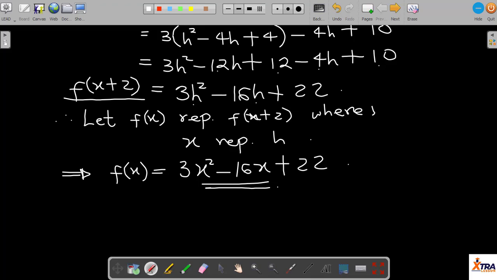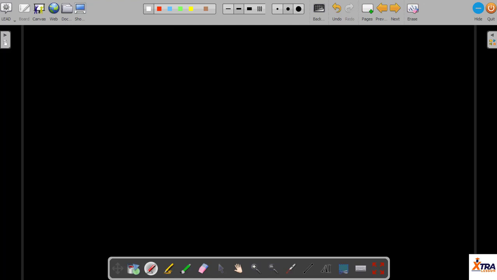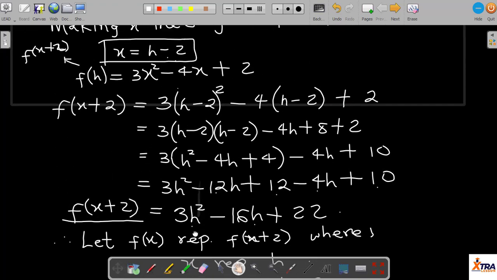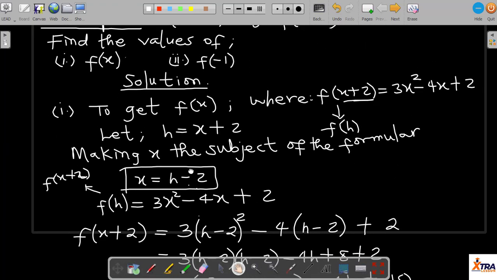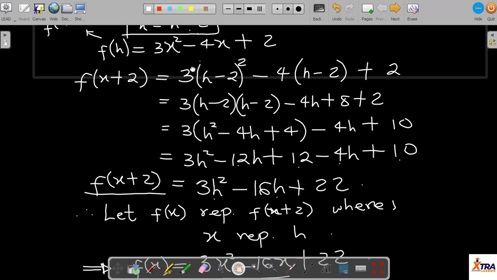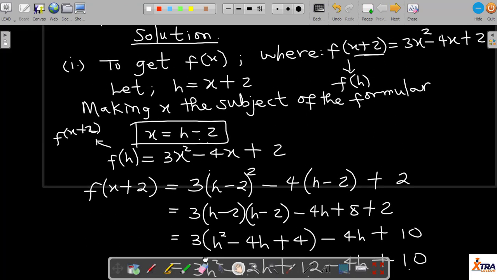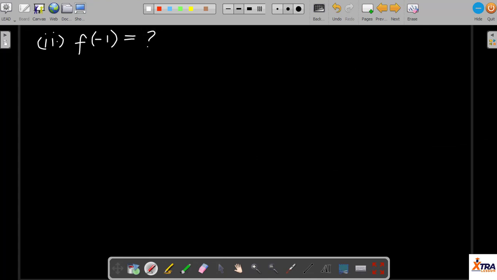Let's go to our Roman figure 2. For Roman figure 2, we're told to find the f of a particular value. Told to find the f of minus, was it 2 or 3? Minus 1. Told to find f of minus 1. So if you are going to get f of minus 1, you are looking for f of minus 1.